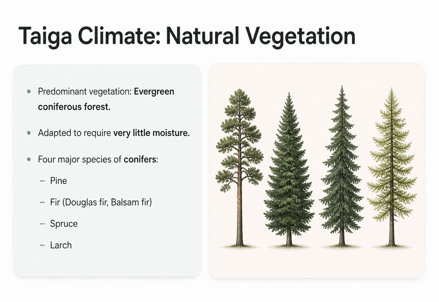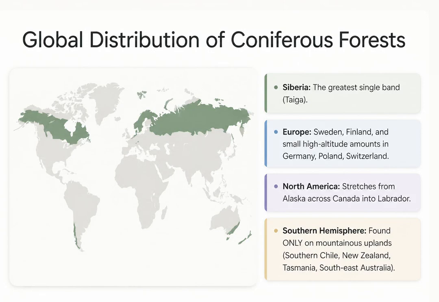The four major species of conifers you will find dominating this landscape are pine, fir, including Douglas and balsam fir, spruce, and larch. The greatest single continuous band of these coniferous forests is the taiga in Siberia. In fact, taiga is simply the Russian word for coniferous forest. In Europe, similar forests dominate Sweden and Finland, with smaller patches in high-altitude areas of Germany, Poland, and Switzerland. In North America, this massive greenbelt stretches all the way from Alaska, across Canada, and into Labrador. In the southern hemisphere, because the climate zone doesn't exist at sea level, coniferous forests are restricted entirely to high mountainous uplands in places like southern Chile, New Zealand, Tasmania, and Southeast Australia.